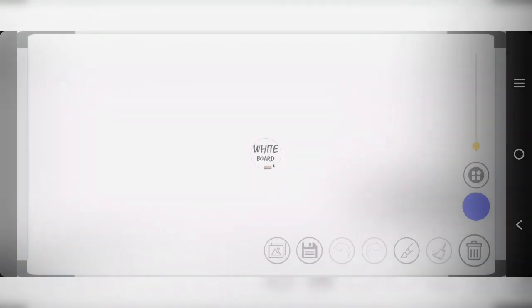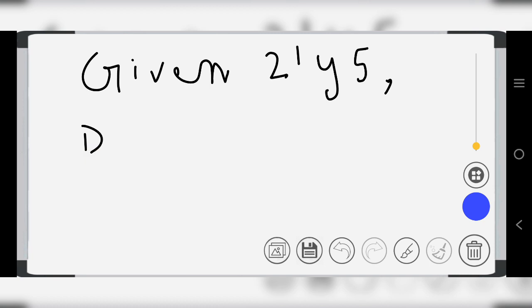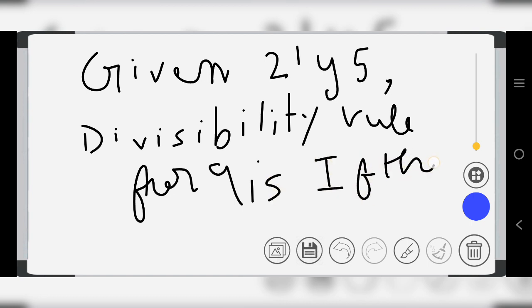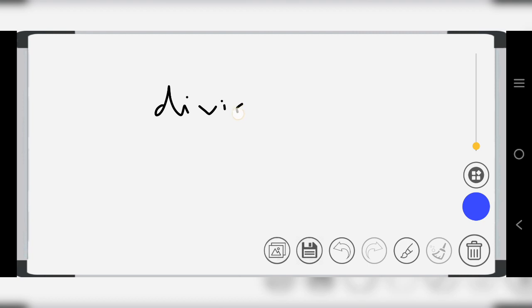So let us use the formula given: 21y5. The divisibility rule for 9 is, if the sum of the digits is divisible by 9. So we will write here.